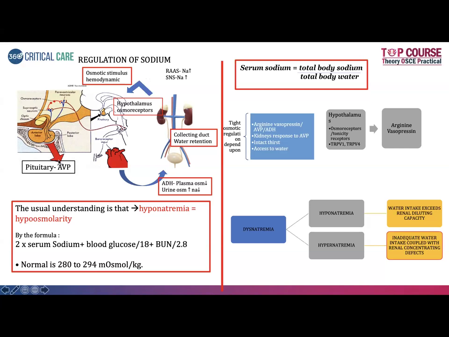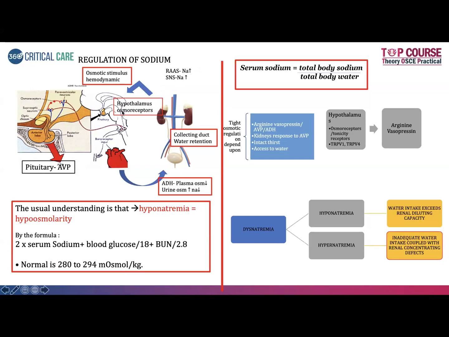So the action of this antidiuretic hormone would be on the kidneys. It mainly acts in the collecting duct. Okay, it causes water retention. The other systems that will be activated in response to the low volume status would be the RAS and the sympathetic nervous system. All these systems help in conserving the water as well as increasing the sodium levels. Okay, so this is the main regulation of the sodium.